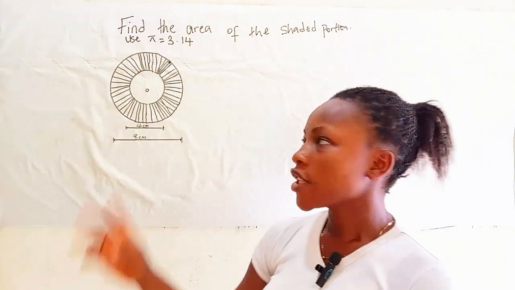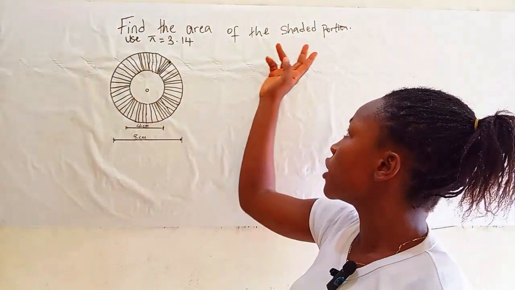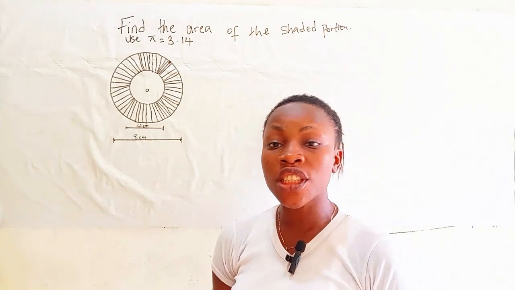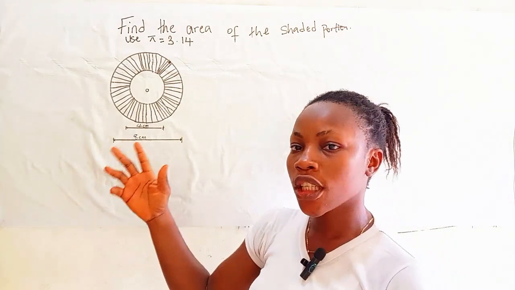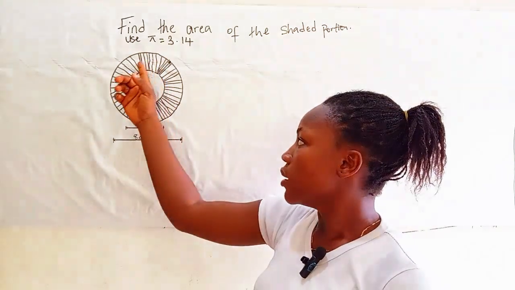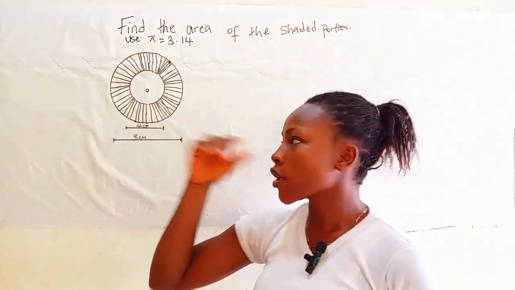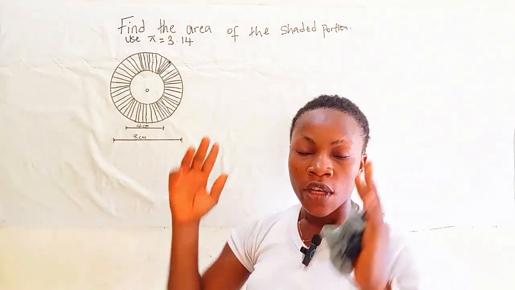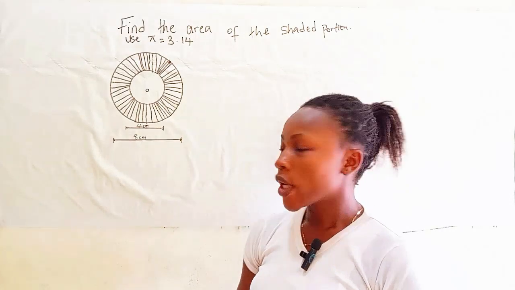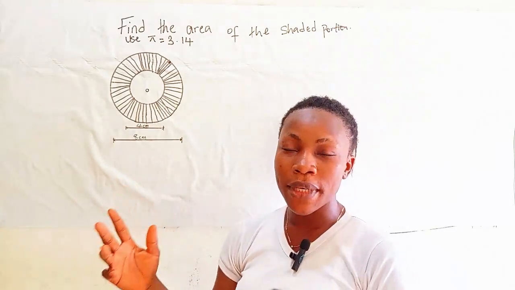All right, let's look at this. We are asked to find the area of the shaded portion. And the shaded portion we have here is here. All right. And if you watch, we are not given the radius. All right. We are just given the diameter.